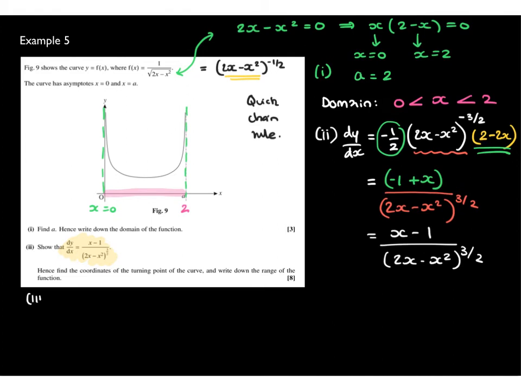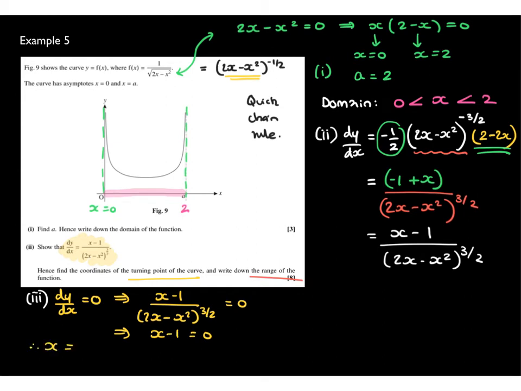Now, the last part of this, find the coordinates of the turning point of the curve and then write down the range of the function. So we know at the turning point, dy by dx must be equal to 0. So if we set the gradient function equal to 0, the only way that this quotient can equal 0 is if the numerator is equal to 0, i.e., effectively, you could multiply both sides by the denominator to get rid of it. So we have x minus 1 equals 0, so x is equal to 1.